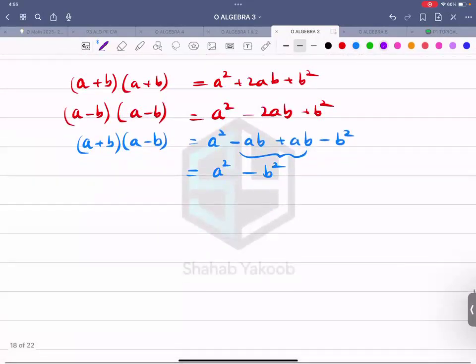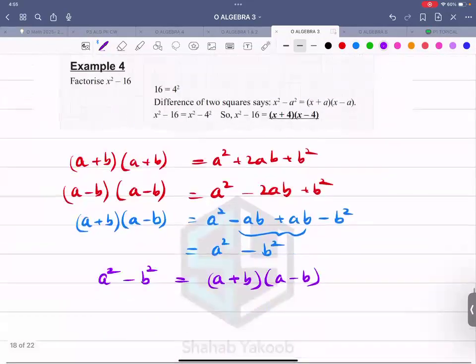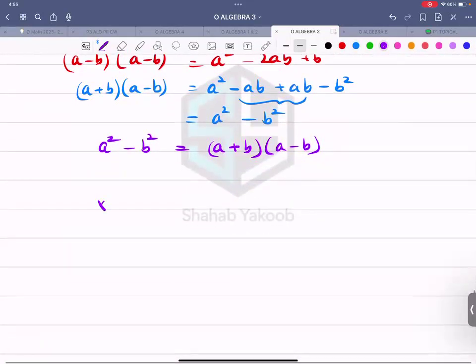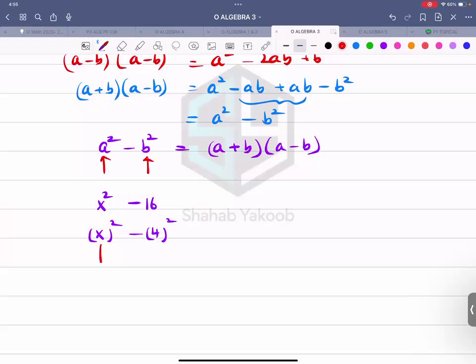In other words, if I write it like this, a squared minus b squared, that can be written as a plus b, a minus b. Example, that's right over here, x squared minus 16. X squared minus 16 is basically x squared minus 4 squared. Now it's of this category, a squared minus b squared. So what is a? X. What is b? 4. So therefore, this is x plus 4, x minus 4.